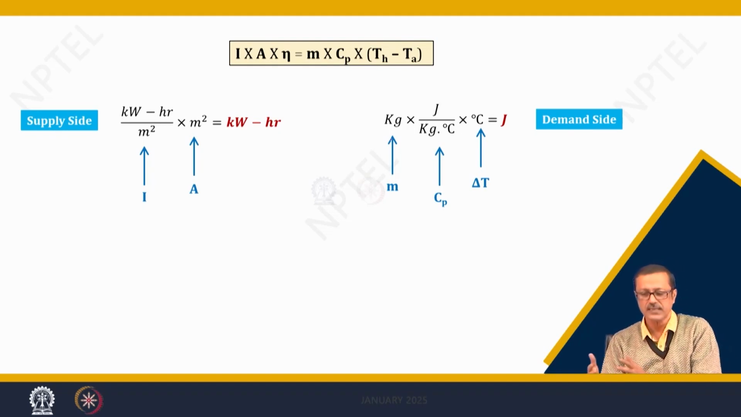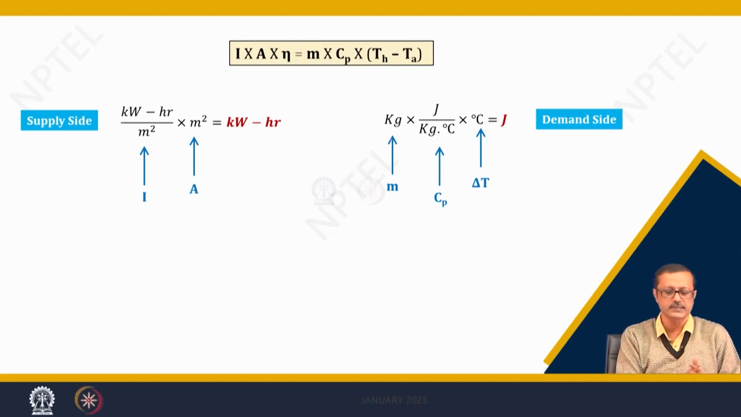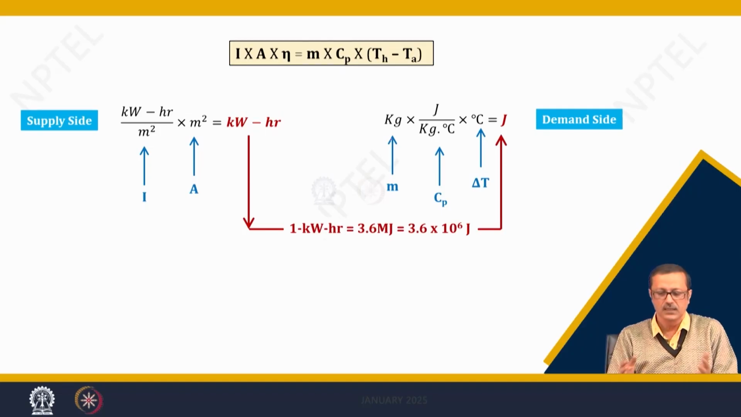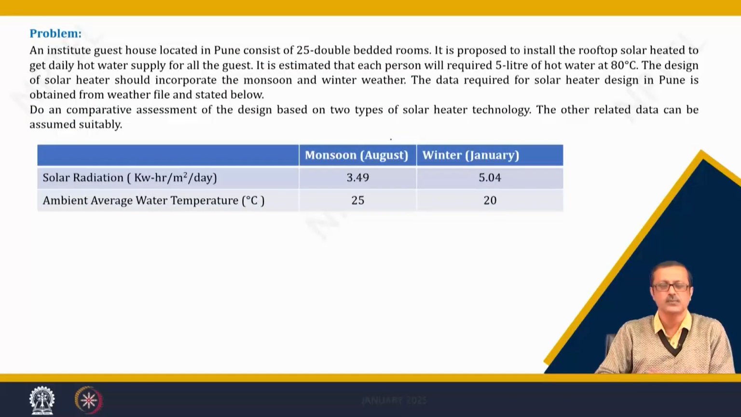So, in the demand side it is joule and in the supply side it is kilowatt hour, which is also an energy unit, but you have to relate them by a transformation factor, because 1 kilowatt hour is 3.6 megajoule, which is 3.6 into 10 to the power 6 joule. By virtue of that I can equate the supply side and the demand side, and anything unknown in between them I can easily find out. So, let us go to a problem solving.